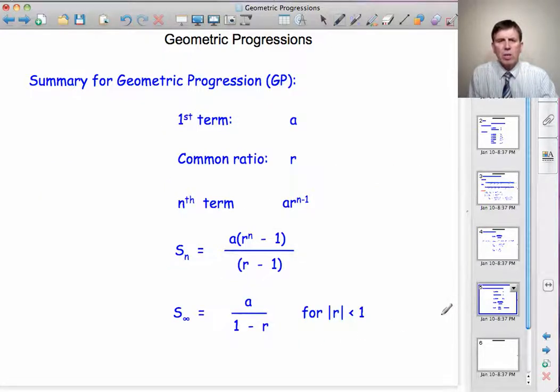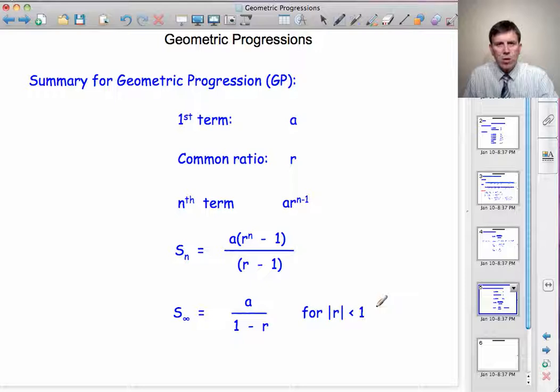Let's have a look at a summary of the properties of geometric progressions. The first term we call a. The common ratio we call r. The nth term we found was a r to the power n minus 1. The sum to n terms is a multiplied by r to the n minus 1 over r minus 1, but we can reverse both brackets and still have the same formula. And finally, the sum to infinity is a over 1 minus r, but it only exists if the modulus of r is less than 1.